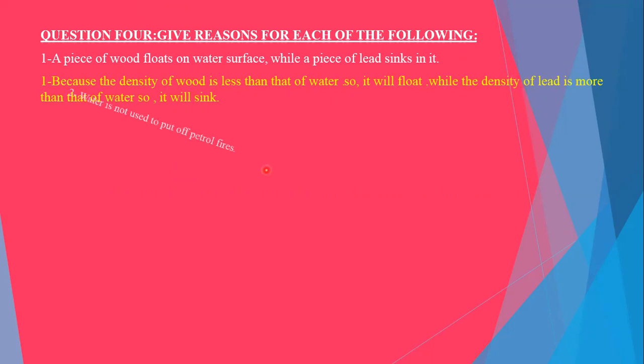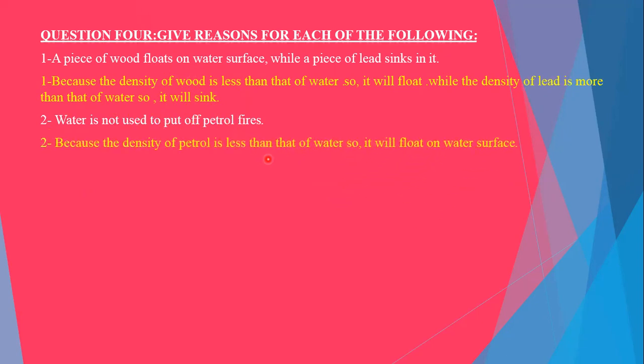Number 2. Water is not used to put out petrol fire. نفس السبب. ليه؟ لأن البترول has less density than water so it's going to float on water. يبقى طبعا it will be difficult to put off. تمام؟ Because the density of petrol is less than that of water so it will float on water surface. ما اقدرش اطفيه في الحالة دي الوتر هتبقى تحت دايما.